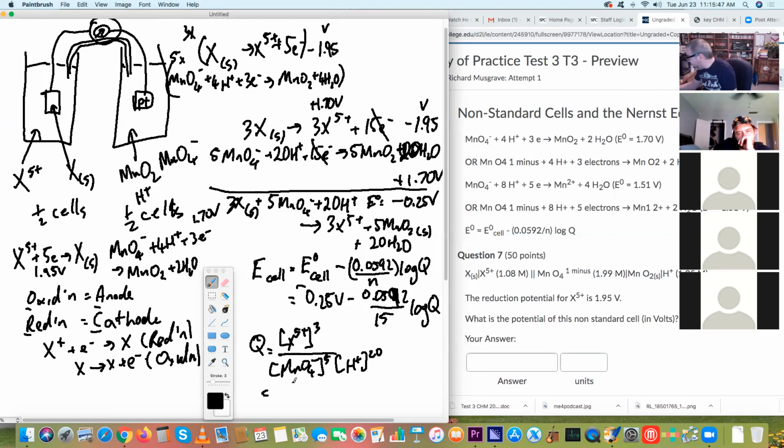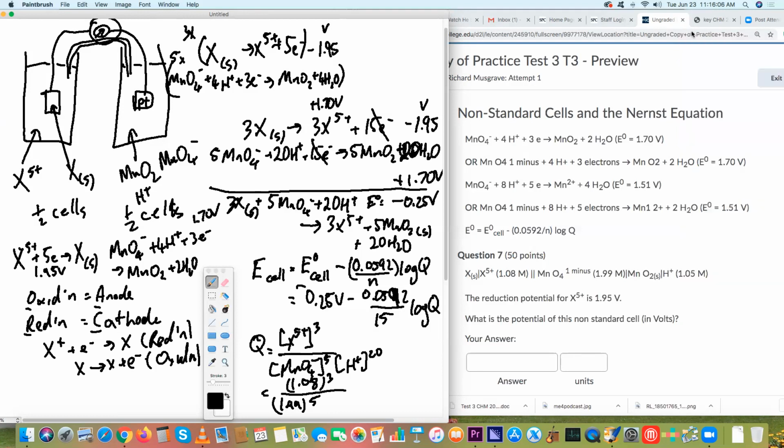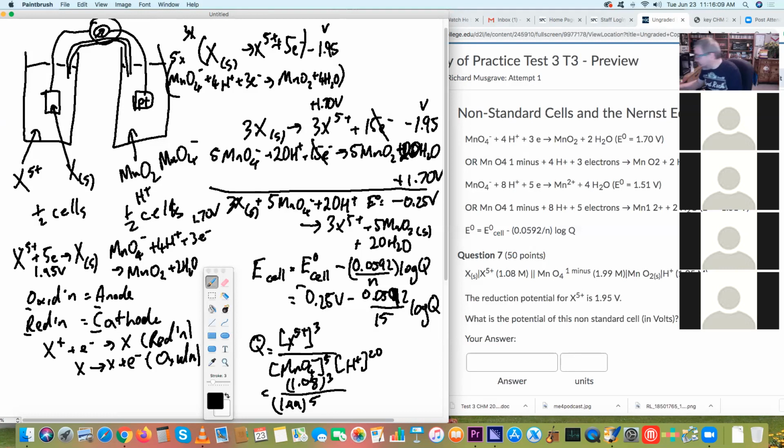So the X5+ value is 1.08 to the power of 3. And then we've got the MnO4 minus, that's 1.99, to the power of 5. And the H+ is 1.05, and that's to the power of 20. These molarity concentrations are already given in the question.